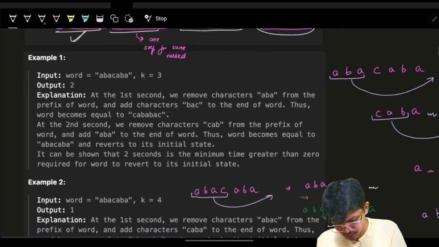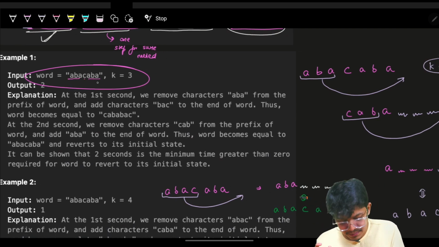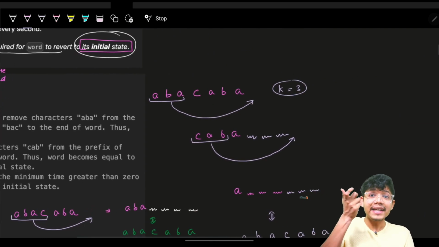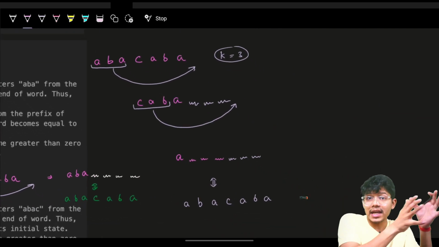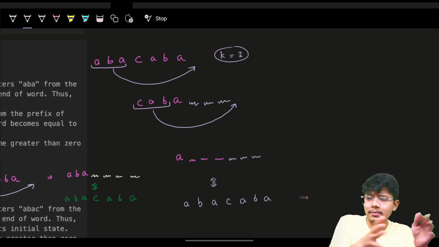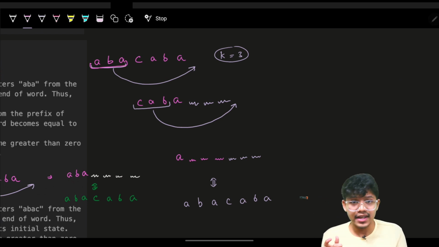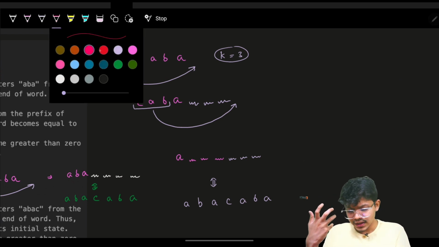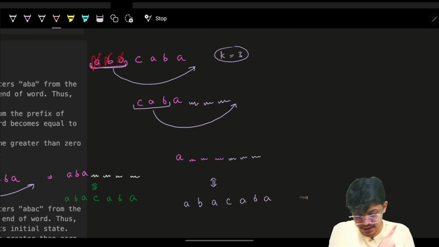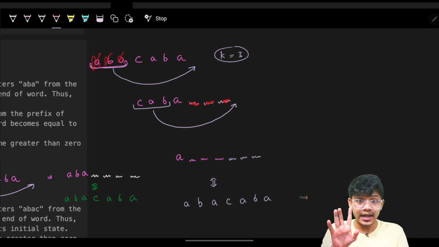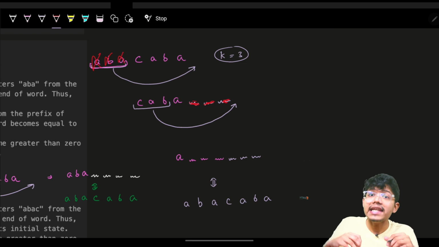Let's see with an example what the problem says. Take this example: A B A C A B A, and k is 3, which means at every operation I can remove the starting k characters and put any 3 characters in the end. So I have these k characters in the very beginning, I remove them, and I can insert any k characters. I inserted these characters in the end. Again, I have left it blank, the reason being I can insert any characters.